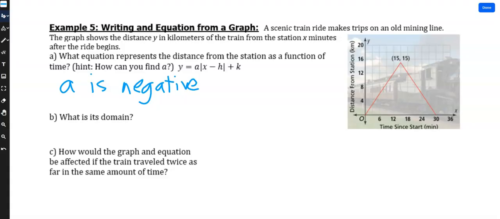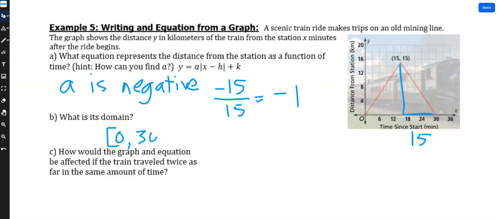So I know that means that A is negative. Now, what are the slopes of the lines? Because that would be kind of helpful. Let's see if I go down 15 and over. That would be down 15 and right 15. So down 15, right 15. Well, that's a slope of negative 1. So we just found our A value to be negative 1. What's the domain of that function? Well, it looks like it's from 0 to 30.